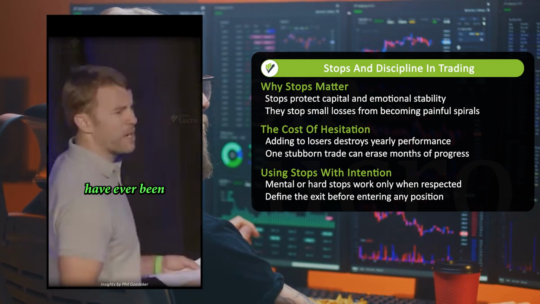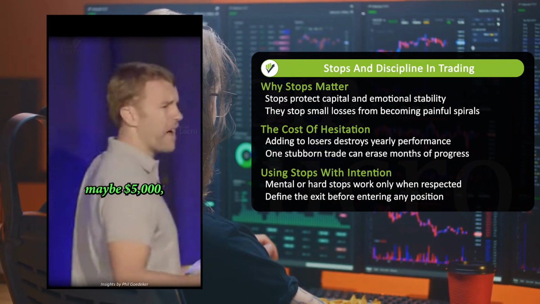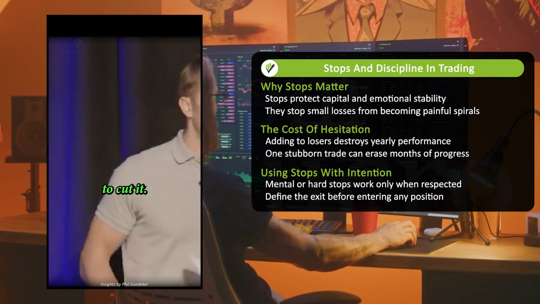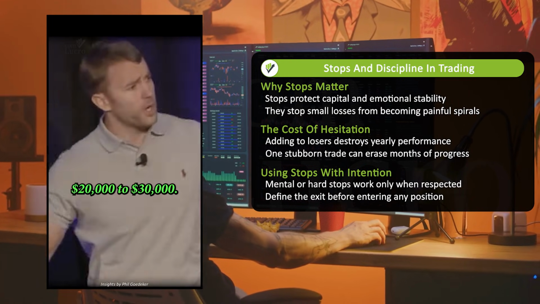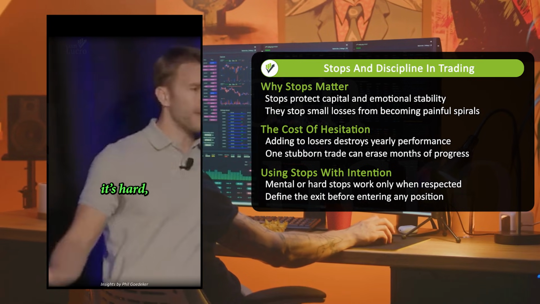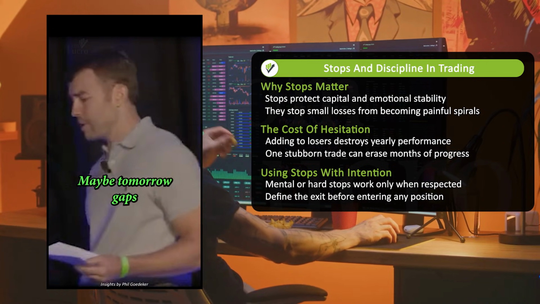How many of us here have ever been in a losing trade and we're down something small, maybe $5,000, and we think, I'm not going to cut it. I feel like this is going to be a winner, and we add to that trade. An hour later, we're down $20,000 to $30,000, and we think, wow, I can't cut it now. We hold it till the afternoon. Maybe tomorrow it gaps up.